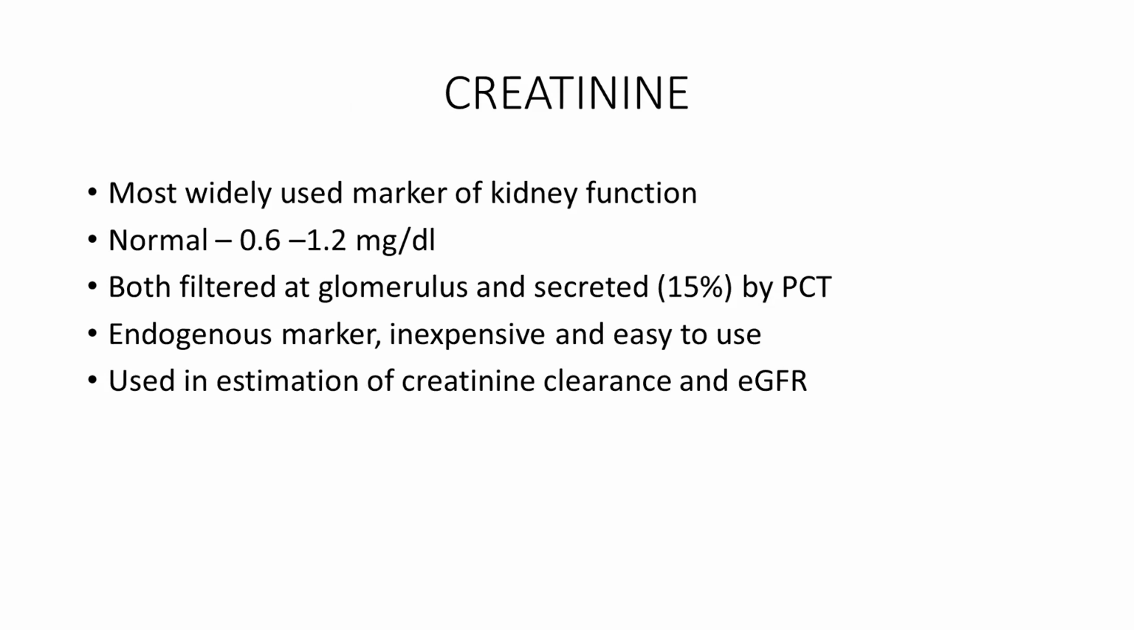Now, creatinine is the most widely used marker of kidney function. It is better than urea. The normal range is 0.6 to 1.2 milligram per dl. It is filtered at the glomerulus and secreted by the proximal convoluted tubule. It is an endogenous marker, inexpensive and easy to use. It is also used for the estimation of creatinine clearance or eGFR, estimated glomerular filtration rate. You cannot perform eGFR unless you have the creatinine values.